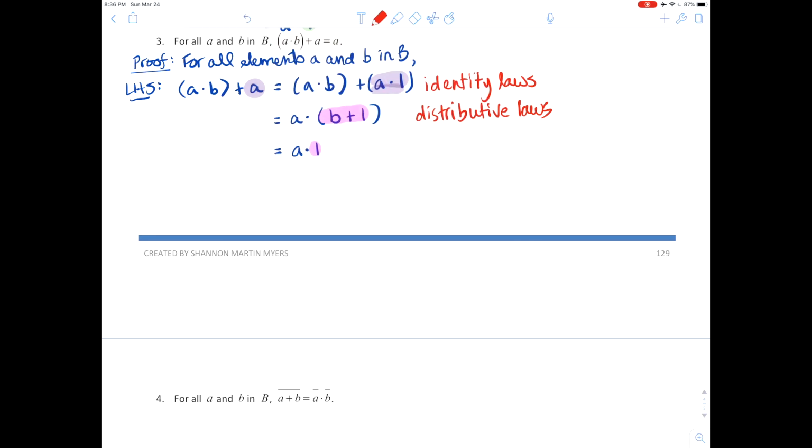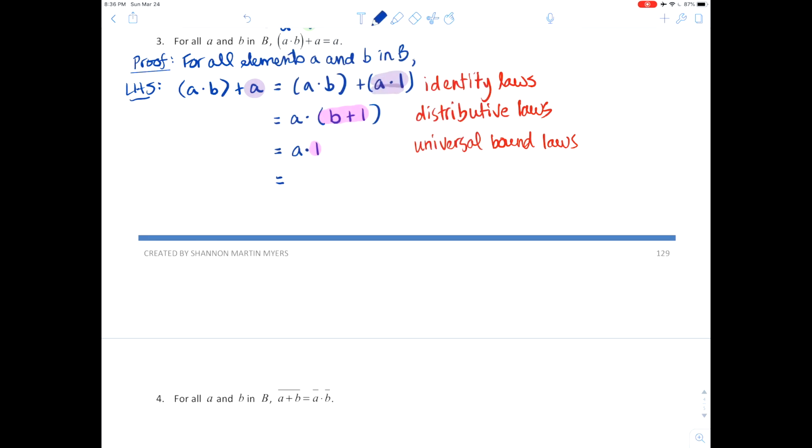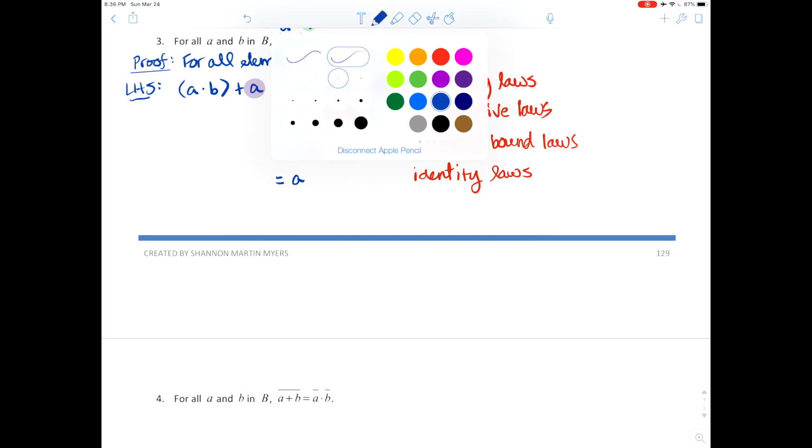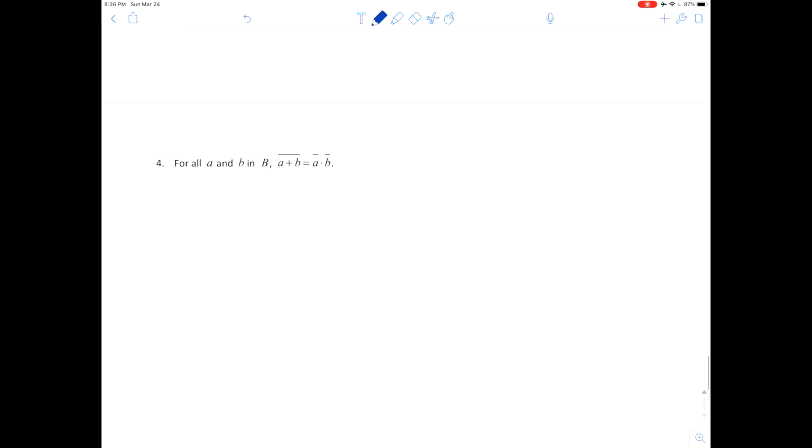And that one was from our universal bound law. And then we will get this one will equal to A, and that's by identity laws. And that is equal to our right-hand side, and we're all done. Fun times, huh? All right.